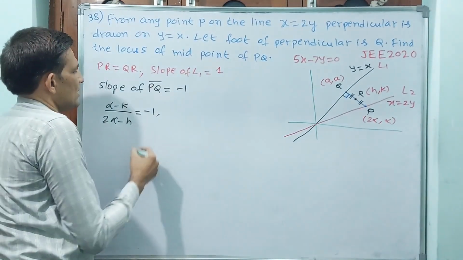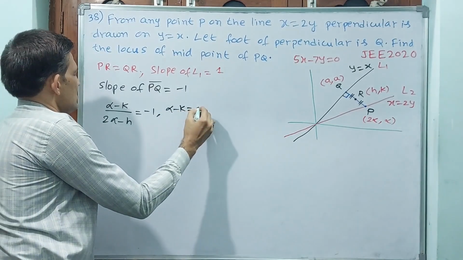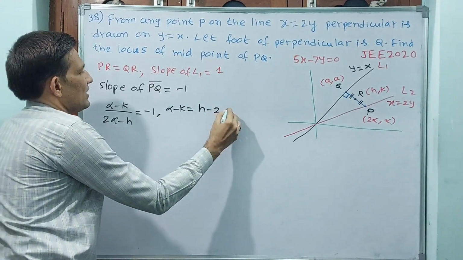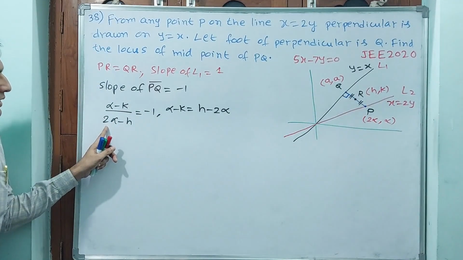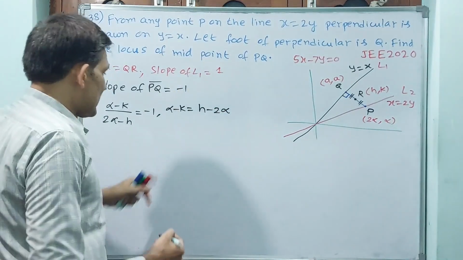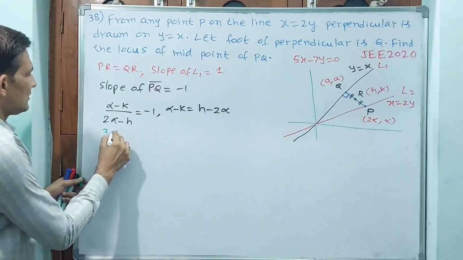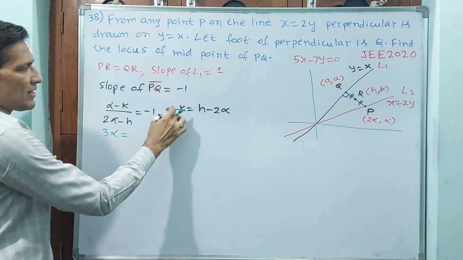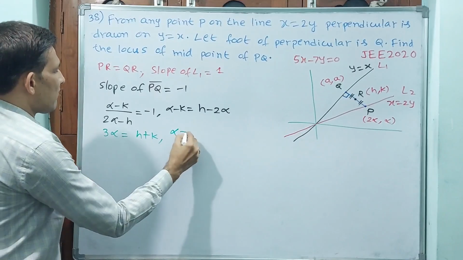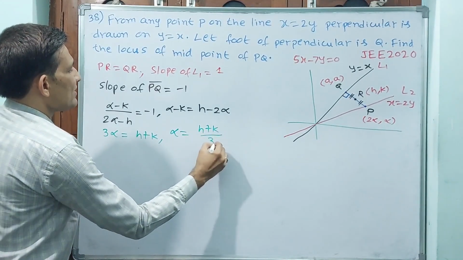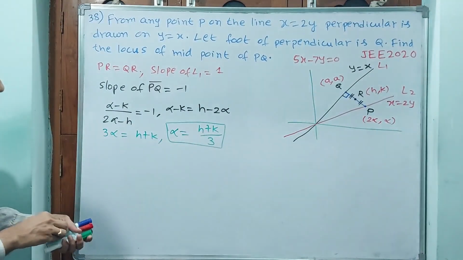Okay, now write down. Alpha minus k is equal to h minus 2 alpha. Shall I write like this? Why? Because minus 1 if you multiply, this is going to become plus, this is going to become negative. Now you send that to one side, 3 alpha it is going to become: 3 alpha is equal to h plus k. So alpha is equal to h plus k by 3. See, this you take as one equation, first.